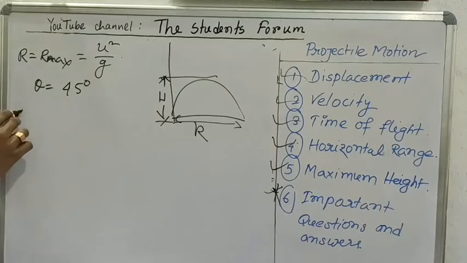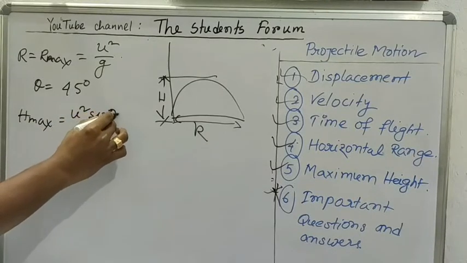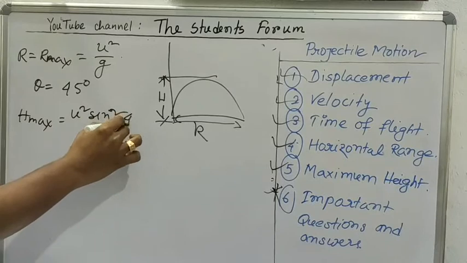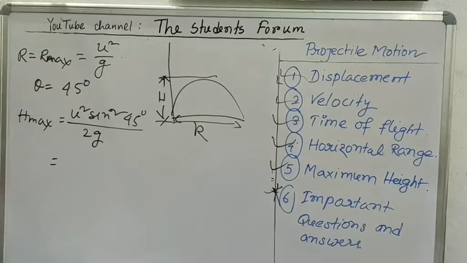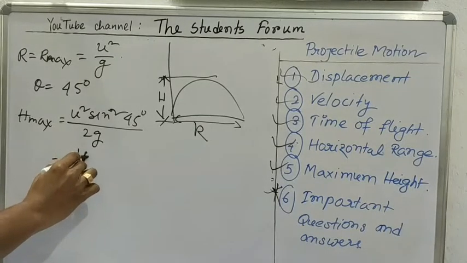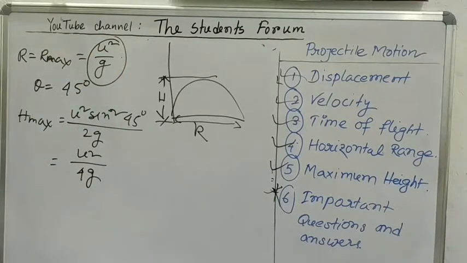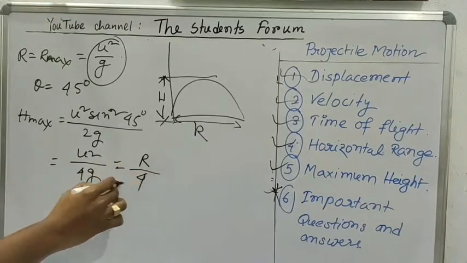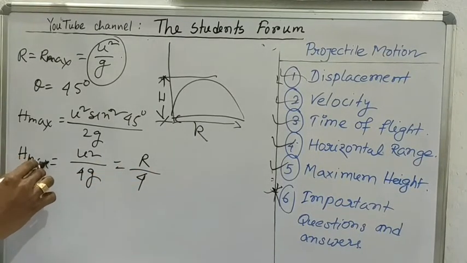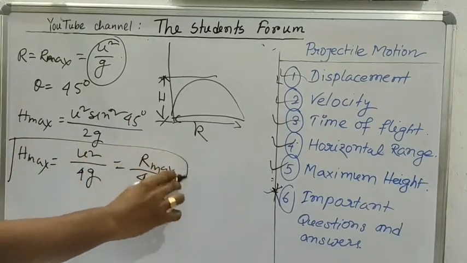Therefore h max equals u square sin square theta, theta means 45 degree, divided by 2g. So u square by 4g. So as we know the r max is u square by g, that means r by 4. So this relation came.